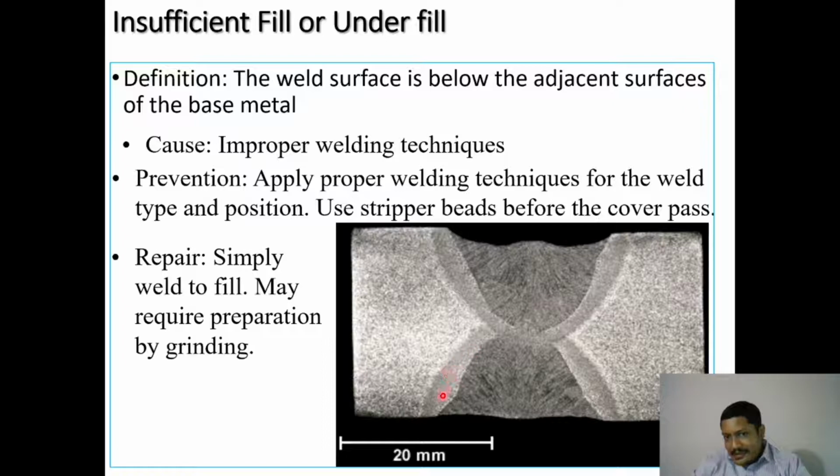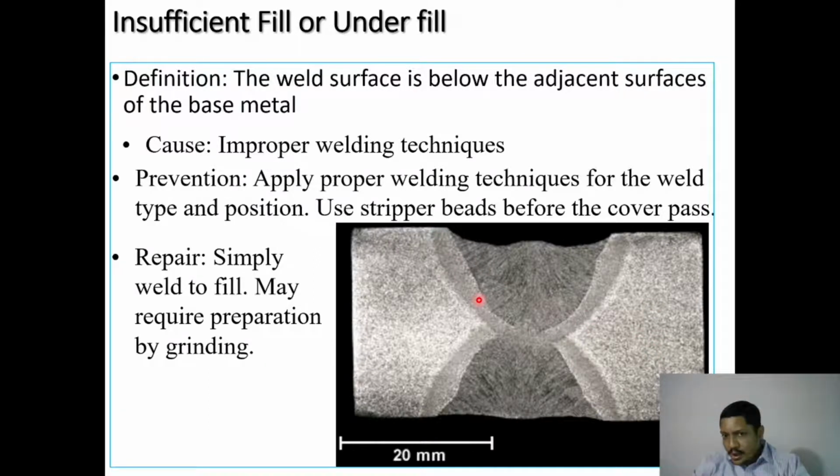Adjacent to it you can see a differently colored area, that is called your heat affected zone, and these are the areas where your base metal is present. So here you will get a different microstructure, here a different microstructure, and here another microstructure will be obtained. Anyhow, I am not going into the microstructure, it is insufficient fill or underfill.